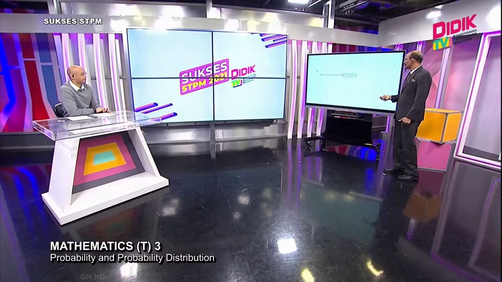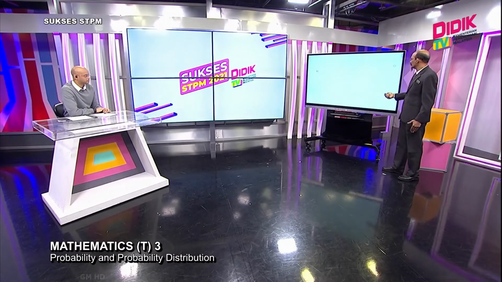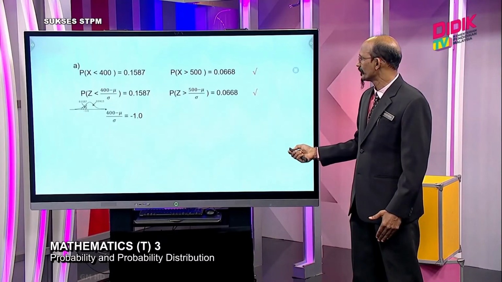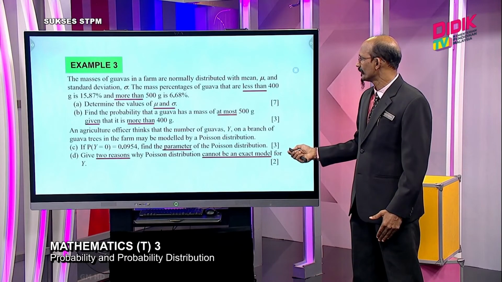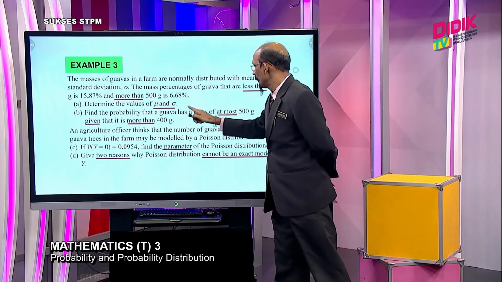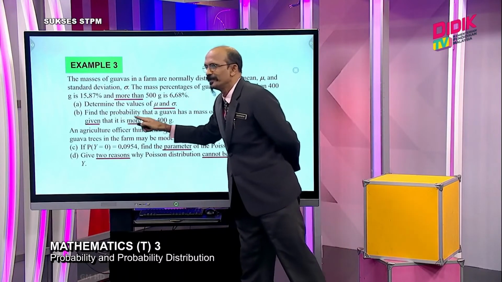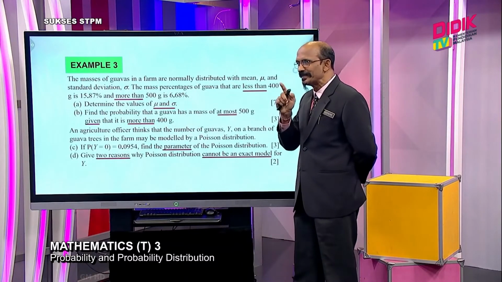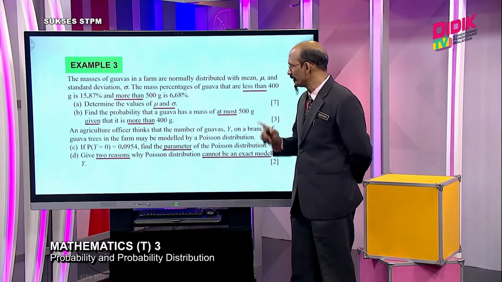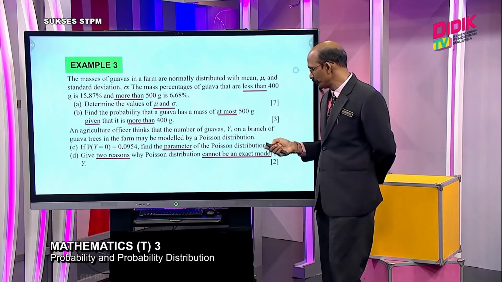In part B, we are asked to find a probability. If I go back to the earlier part, Sean, if you notice here: find the probability that a guava has a mass of at most 500 gram, given that... if you still remember, just now I used the word conditional. Yes, given that. So that means this is a conditional statement.